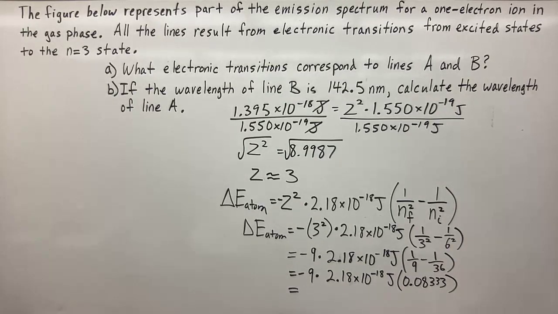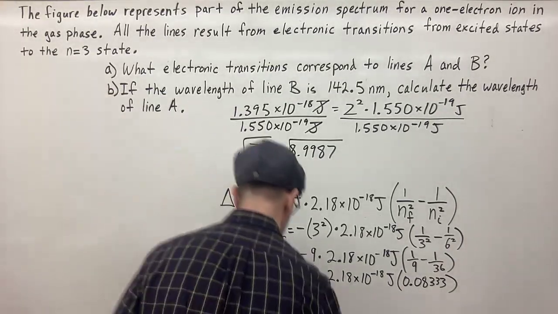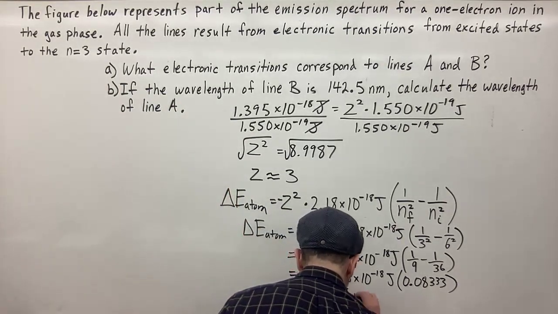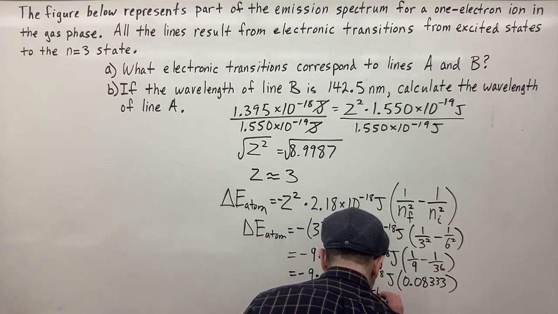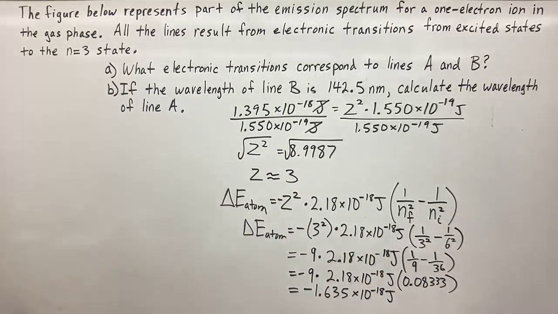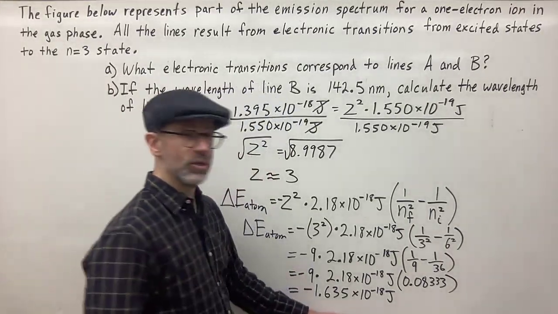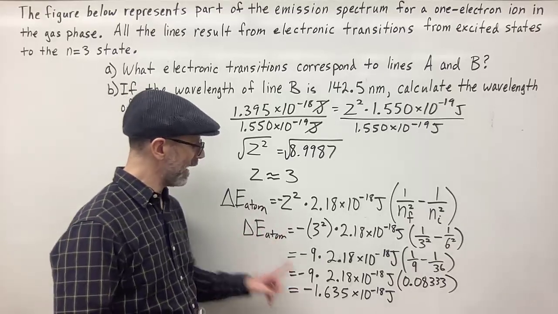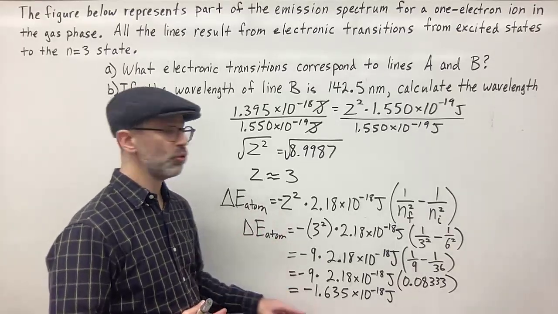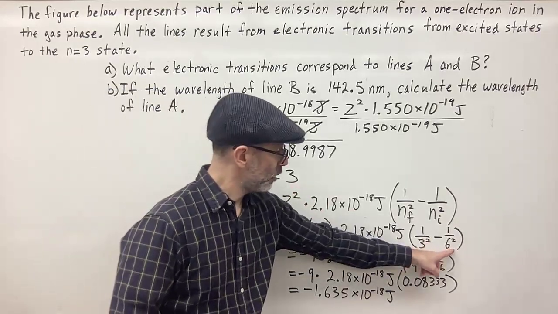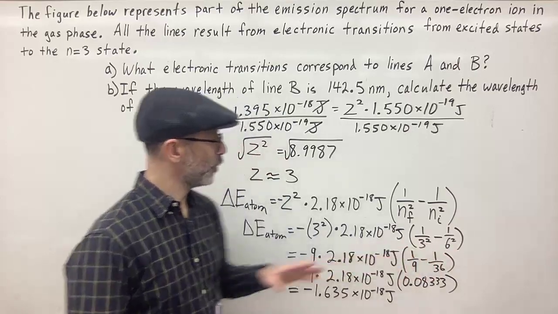negative 1.635. So there's going to be a negative 1.635 times 10 to the negative 18 joules. Let me just double check that. Yes. Okay, so now what we have here is the change in the energy of the atom due to the transition of the electron from energy level 6 to energy level 3.